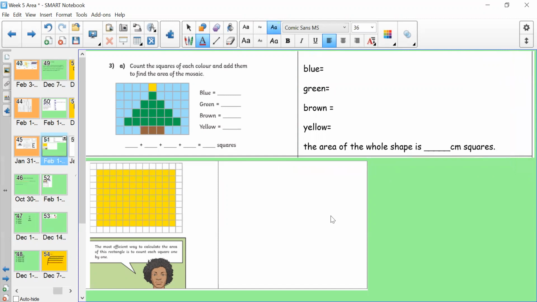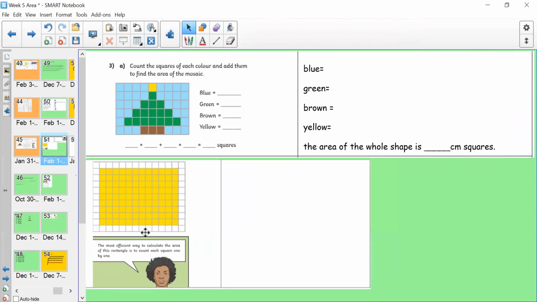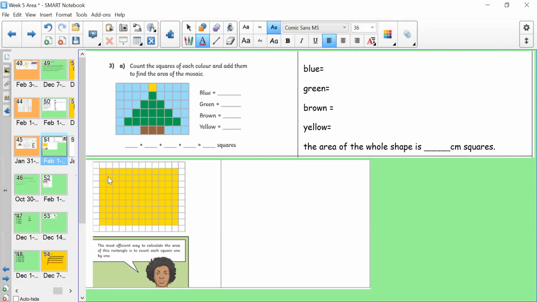Okay, then your next question on Microsoft Teams is a picture that looks like this. And it says, the most efficient way to calculate the area of this rectangle is to count each square one by one. So if you think that's true, if you think that counting every single square is the easiest and most efficient way, then you need to write true. If you think it's not, and you think, actually, no, there is a better way that I can find the area of this yellow shape, you'll have to write false and give me a reason why.